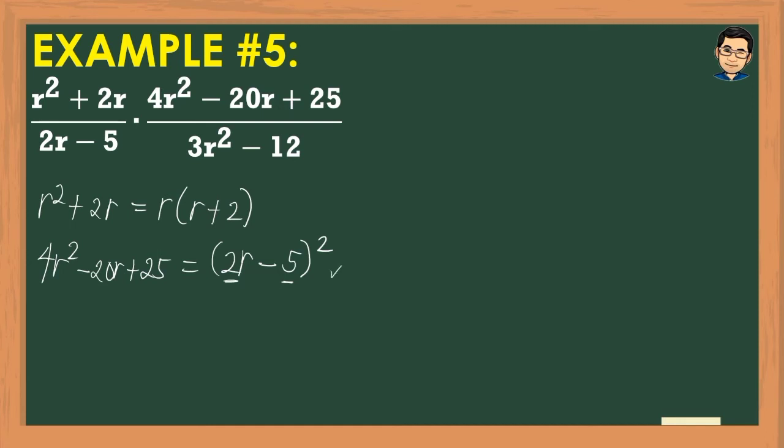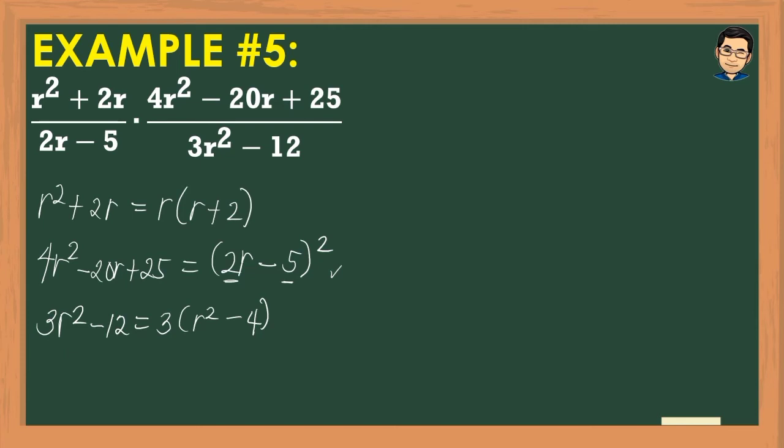Next, 3r squared minus 12. So, ano po yung greatest common monomial factor ng 3r squared minus 12? That is 3. And then 3r squared minus 12 divided by 3, that is r squared minus 4. So, wait, there's more. Kailangan din po nating i-factor pa yung term na nasa loob ng parenthesis. It's because factorable pa po siya. So, hindi ibig sabihin na na-factor na natin once, hindi na po pwedeng i-factor ulit.